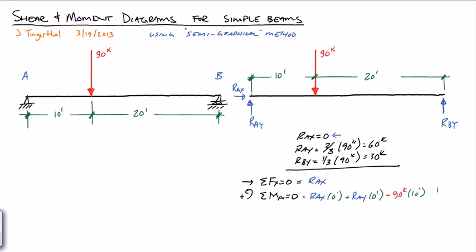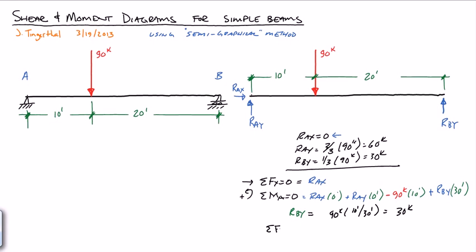And then we get RBY, and that's 30 feet away. And because that force around point A is going counterclockwise, counterclockwise being positive, we get a positive in front of that. And so you can see here, because this equation equals 0, we get the same result. We get RBY is equal to 90 kips times 10 feet over 30 feet, which is equal to 1/3 of 90, or 30 kips.